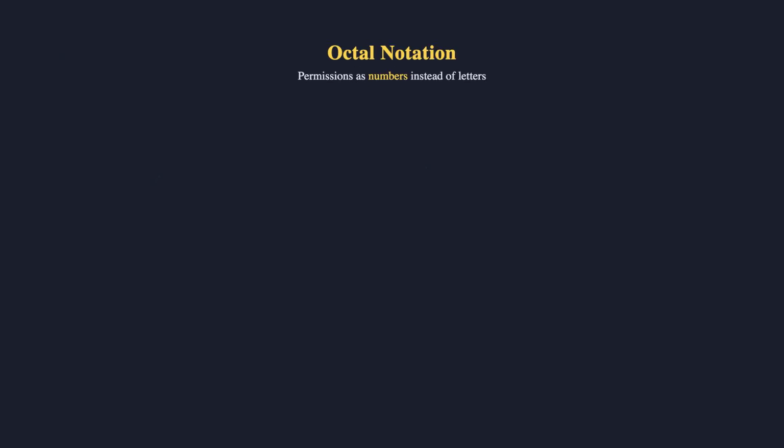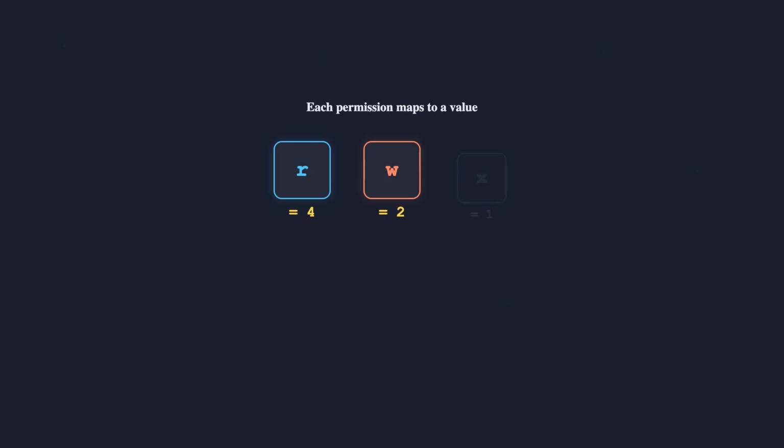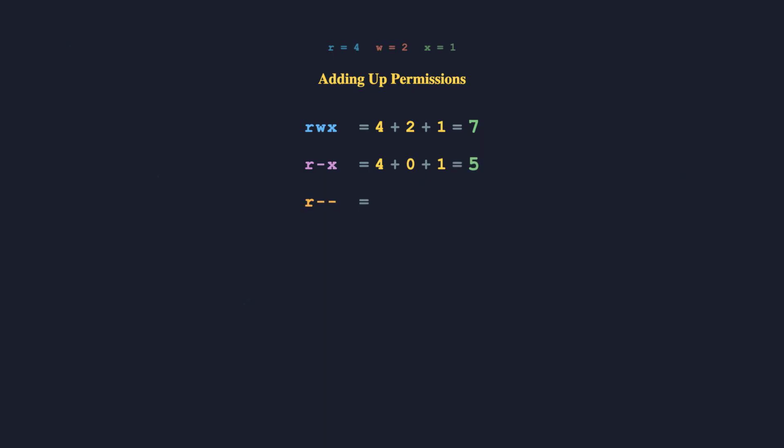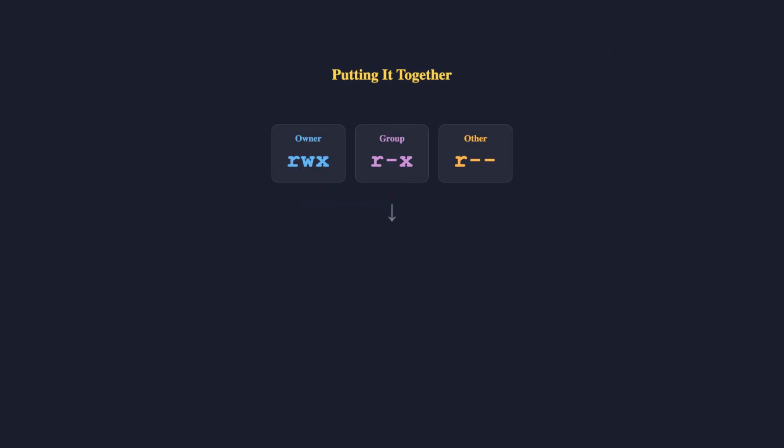There's a neat shorthand for writing permissions as numbers instead of letters. Each permission maps to a value. Read is 4, write is 2, execute is 1. You simply add them up to get a single digit for each category. So rwx, that's 4 plus 2 plus 1, which equals 7. r-x is 4 plus 0 plus 1, which is 5. And r-- is just 4 plus 0 plus 0, which gives you 4. Put those digits together, and the permission string rwx, r-x, r-- becomes 754.